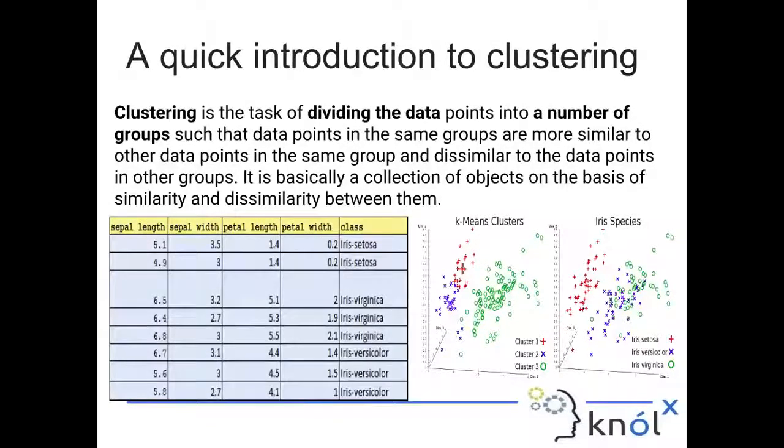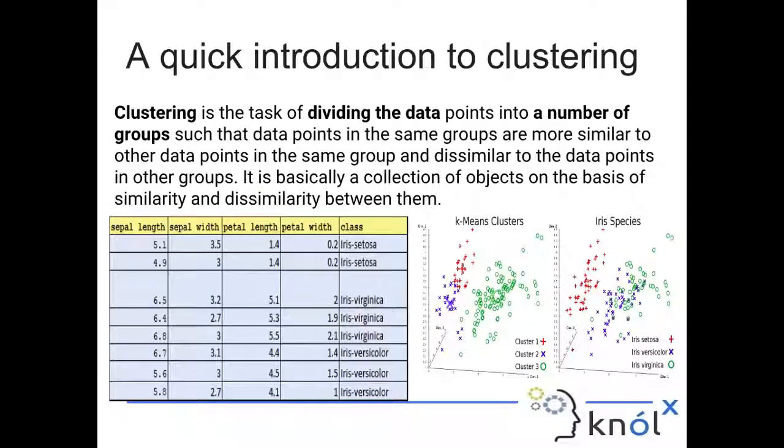So clustering is the task of dividing data points into a number of groups such that data points in the same group are more similar to other data points in the same group and dissimilar to the other points. You can see the graphs as well here. These are data points which are getting categorized, and they are colored as well, so I think you can get it easily.